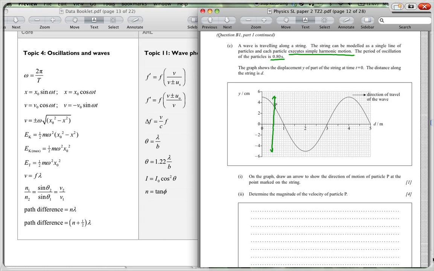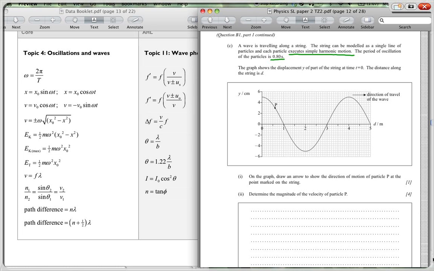The definition of a transverse wave is that the particles themselves in the medium are moving at right angles to the direction of the wave. The wave is moving in that direction. So let's go to the first question there.